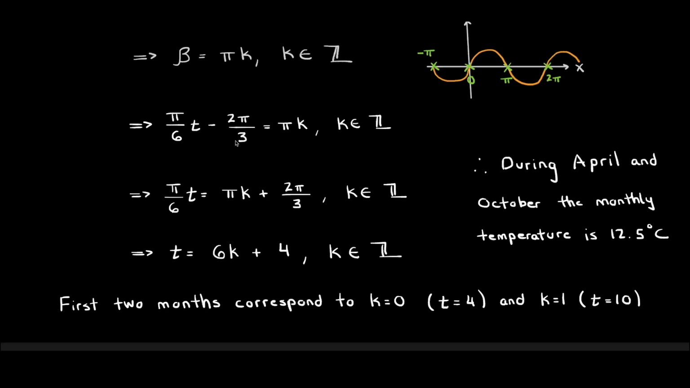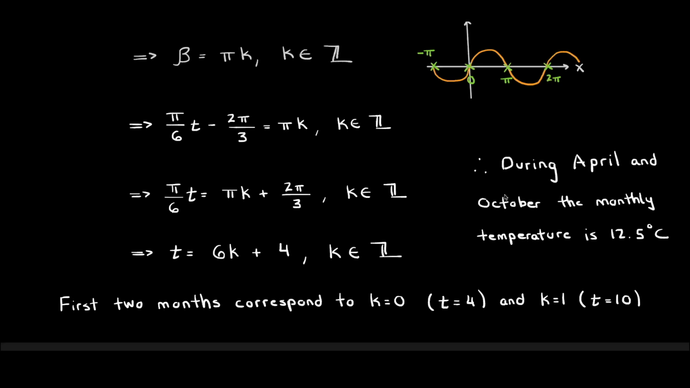So let's add 2 pi over 3 on both sides to get this equation. And then let's just divide by pi over 6 on both sides, and we get this expression. And so this is the general solution to this problem. However, the problem asked for the first 2 months that correspond to an average temperature of 12.5. And so the first 2 months are going to correspond to k equals 0. When you plug that in, you get the 4th month. And k equals 1, when you plug that into this general expression, you get the 10th month.